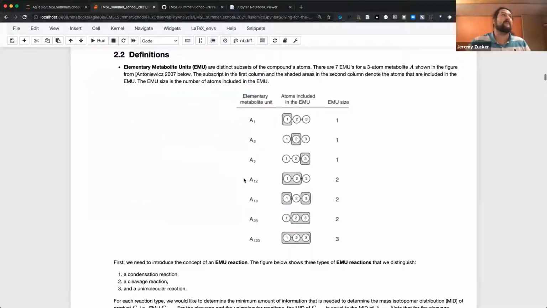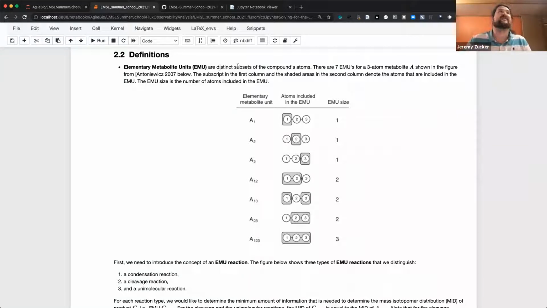Let's go ahead and introduce some new concepts. The first concept is that of an elementary metabolite unit. This is not an elementary mode. That's a completely separate concept. Other than the fact that it's elementary, there's nothing else that's similar.